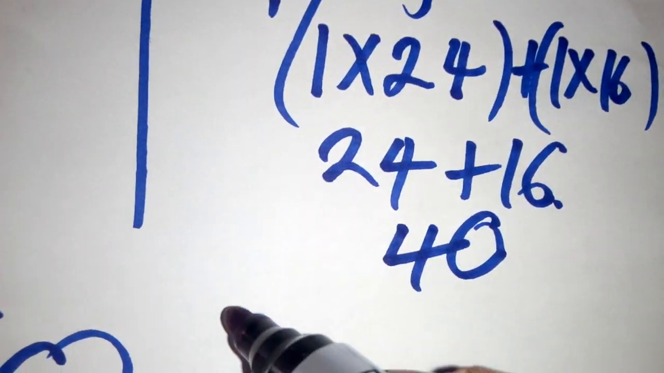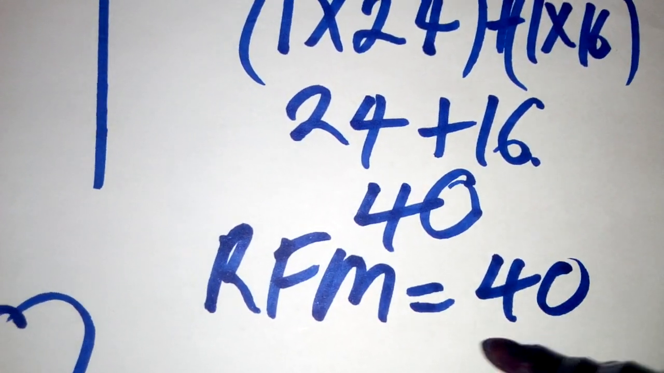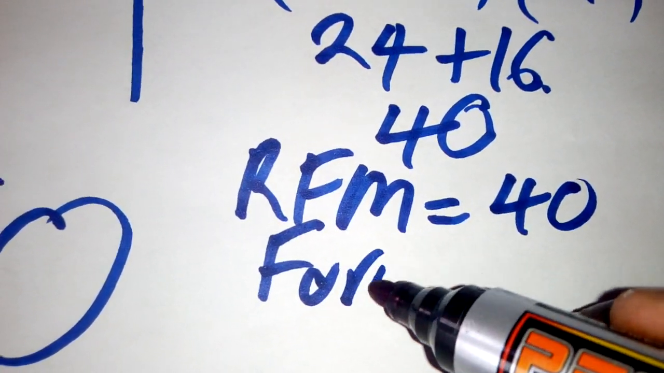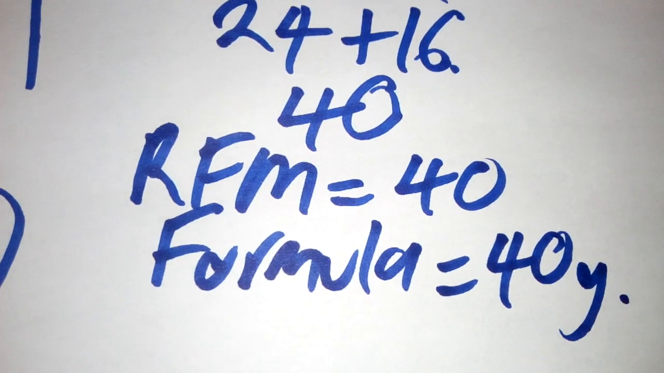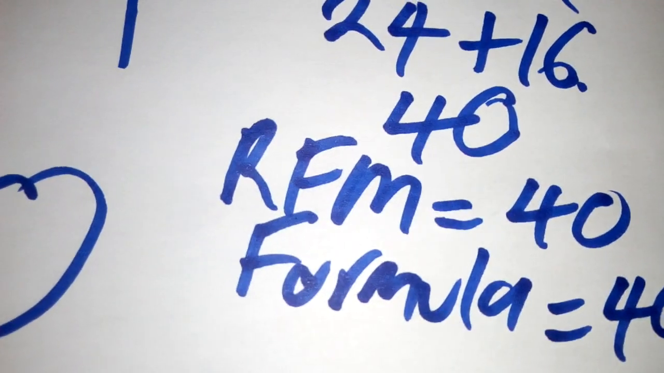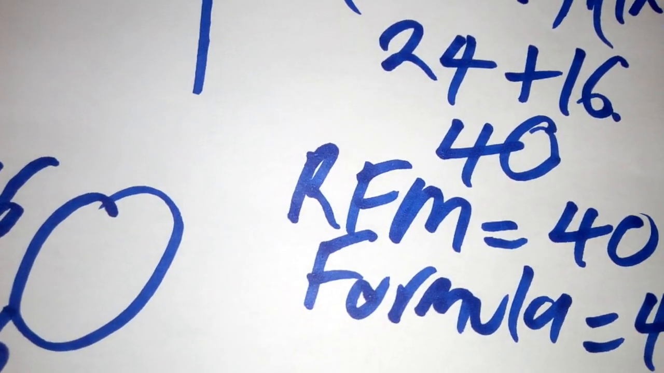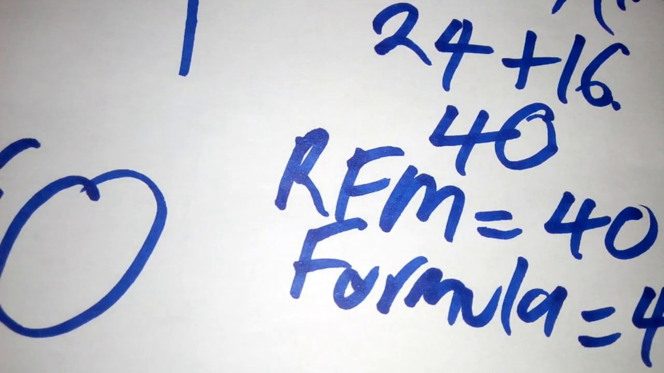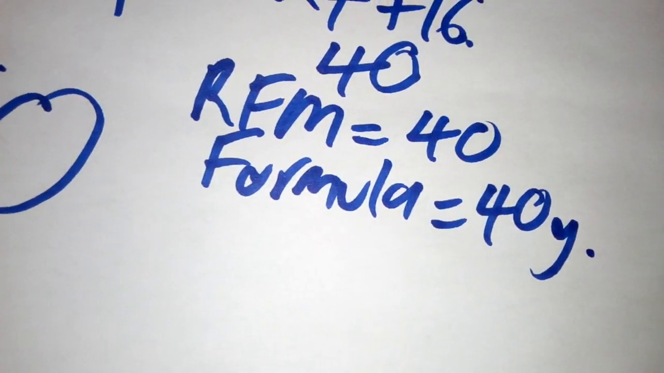If it is relative formula mass, it is equal to 40. If it is formula mass, that means formula mass is equal to 40 grams. Now I like this very much. Try for me the formula: find for me the mass of sodium hydroxide.